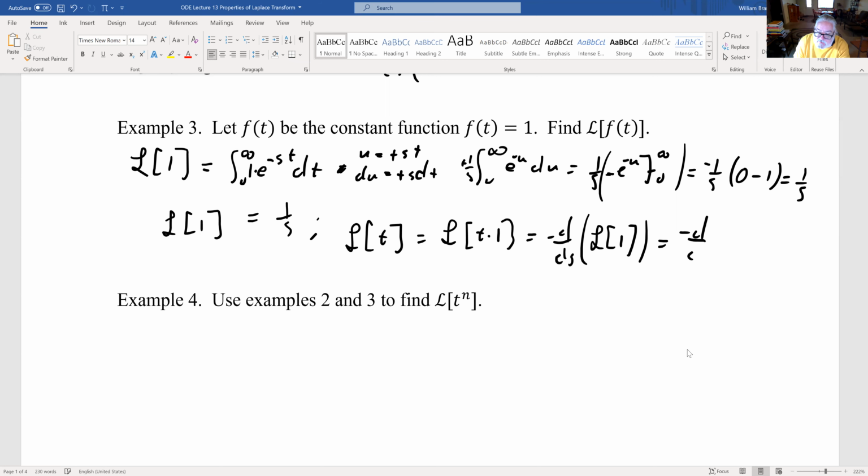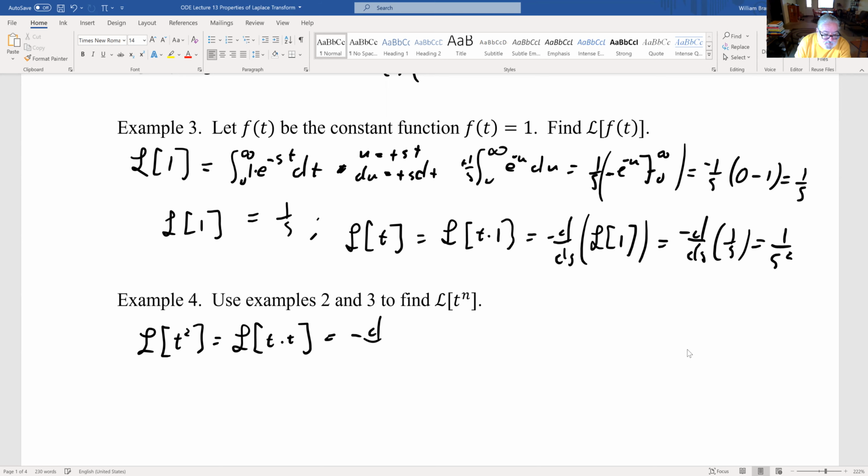Minus d by ds of 1 over s, because that's that derivative. But the derivative of 1 over s is minus 1 over s squared, and a minus times minus is a plus. So what's the Laplace transform of t squared going to be? Well, it's the Laplace transform of t times t. So it's going to be minus the derivative of the Laplace transform of t.